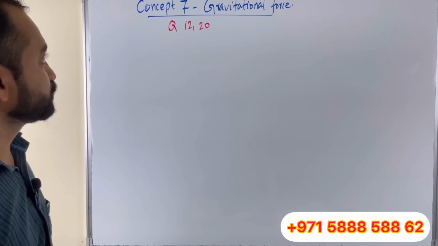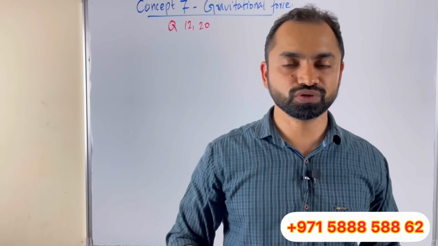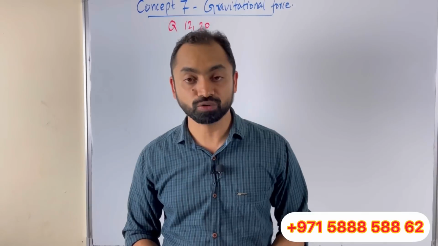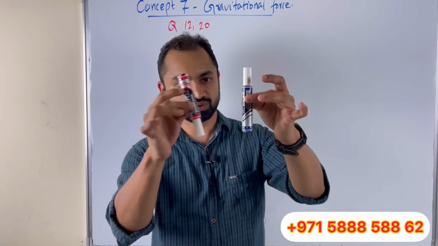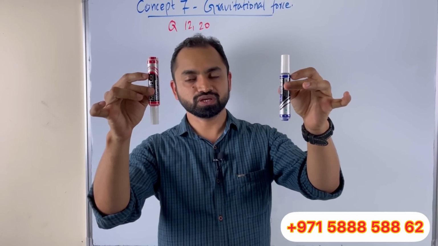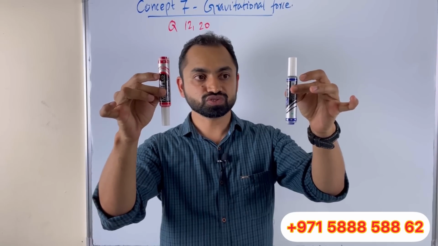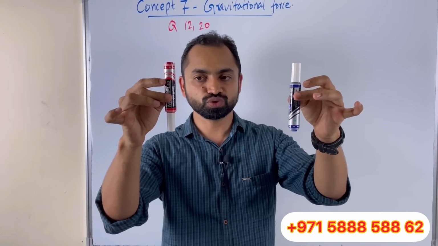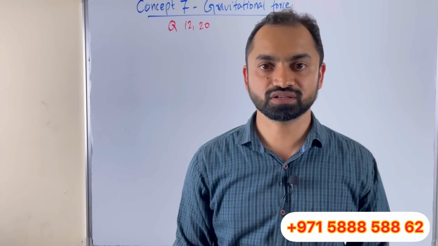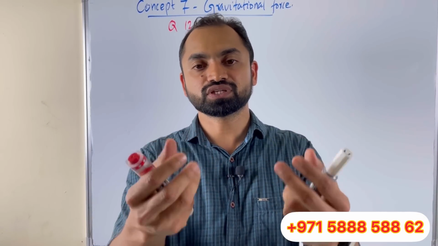What is the law of universal gravitation? The law of universal gravitation states that when there are two objects, for example this blue color marker and this red color marker, then Newton's universal law of gravitation states that these two masses attract each other, and that force of attraction is called gravitational force.